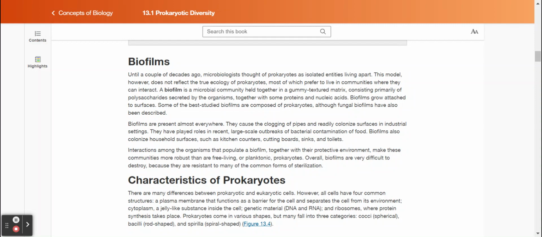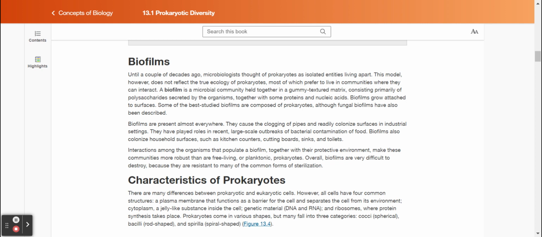Biofilms. Until a couple of decades ago, microbiologists thought of prokaryotes as isolated entities living apart. This model, however, does not reflect the true ecology of prokaryotes, most of which prefer to live in communities where they can interact. A biofilm is a microbial community held together in a gummy-textured matrix consisting primarily of polysaccharides secreted by the organisms, together with some proteins and nucleic acids. Biofilms grow attached to surfaces.